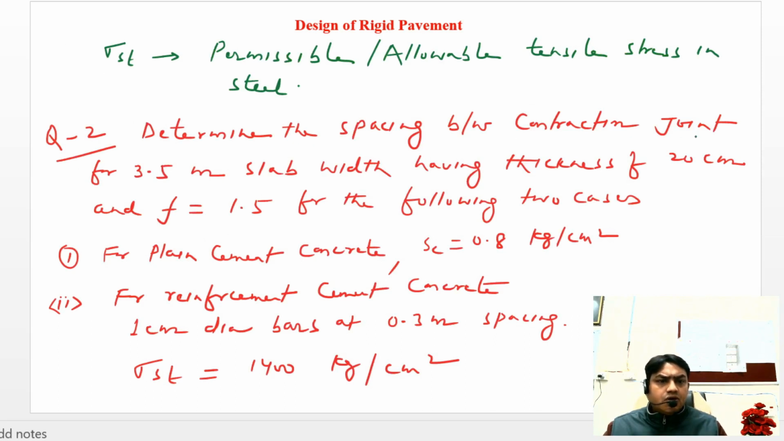Determine the spacing between contraction joints for a 3.5 meter slab width having a thickness of 20 centimeter and F equal to 1.5 for the following two cases. First case, for plain cement concrete having SC equal to 0.8 kg per centimeter square. For the other case, reinforcement is provided with 1 centimeter diameter bar at 0.3 meter spacing, and sigma ST we have to take as 1400 kg per centimeter square.